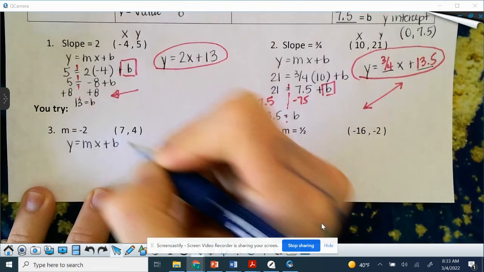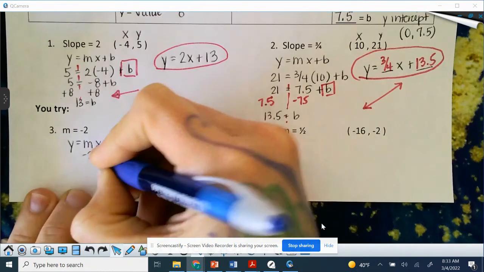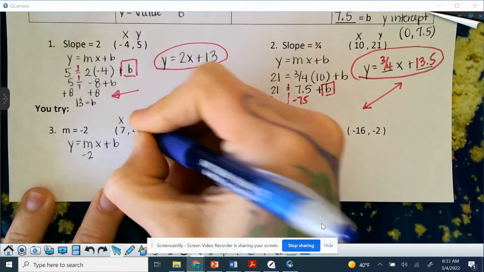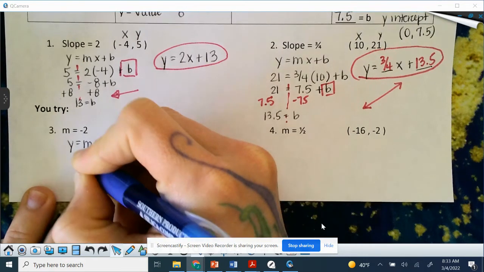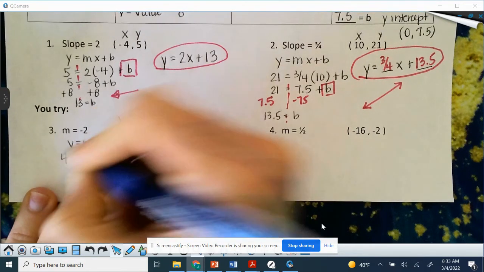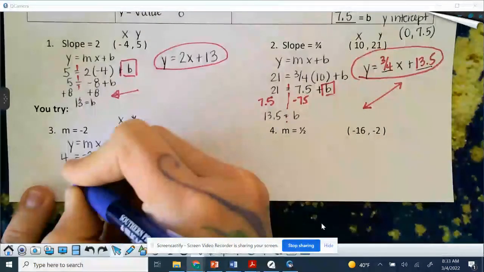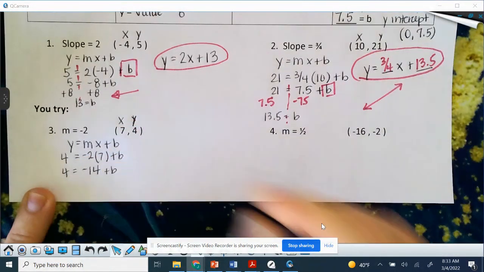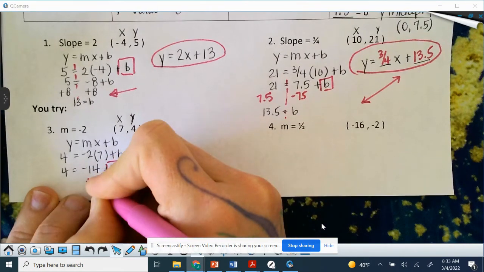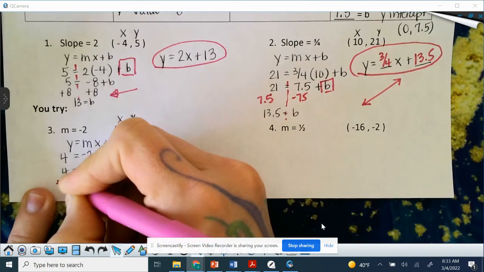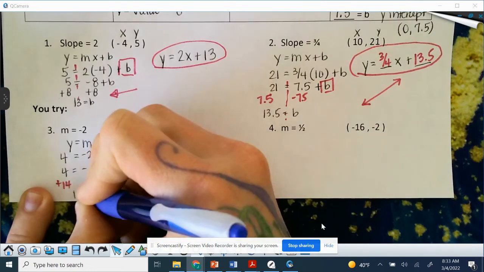So m, -2, x and y. So this is going to be a 7. That looked like an x, sorry. Plus b equals, and 4 is our y. So -2 times 7 is going to give me a -14. I need to get b by itself. So I'm going to add 14 to both sides. And that's going to give me 18 for b.